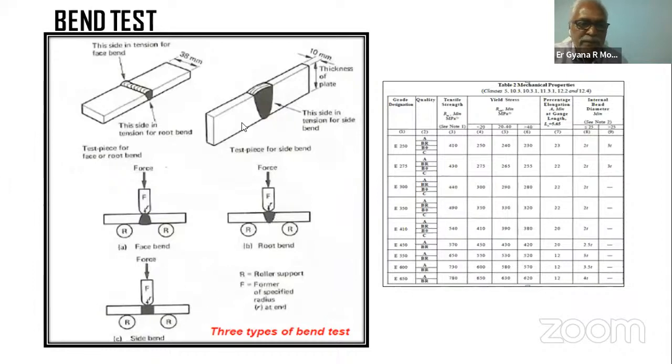Then side bend. Side bend means you bend it from this side. When you do the side bending, then also you have the radius, and these distances are also fixed. So these are the types of bend test, and this IS 2062 specifies what bend test you should pass.